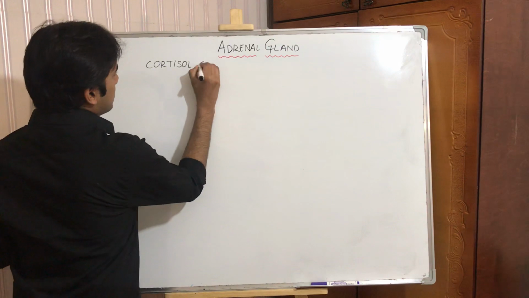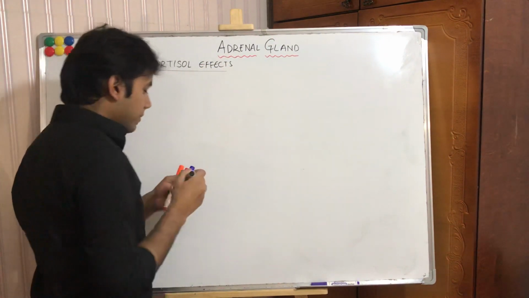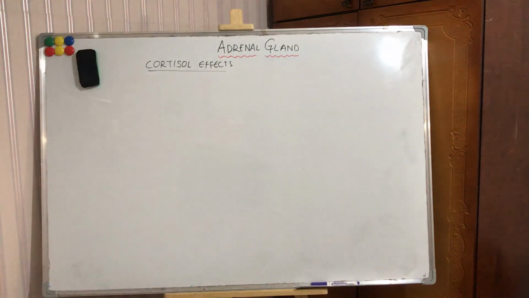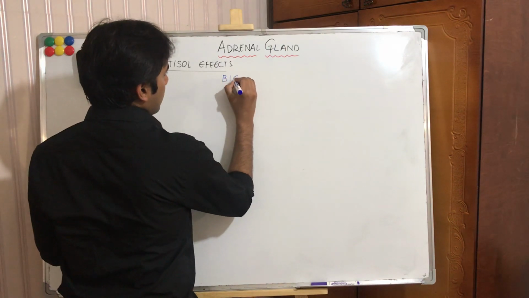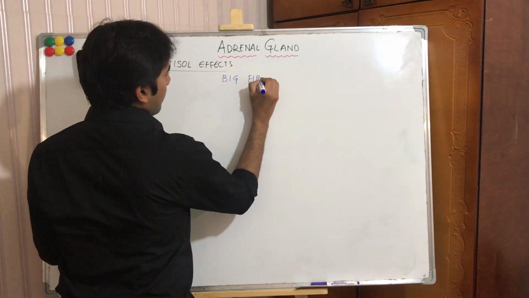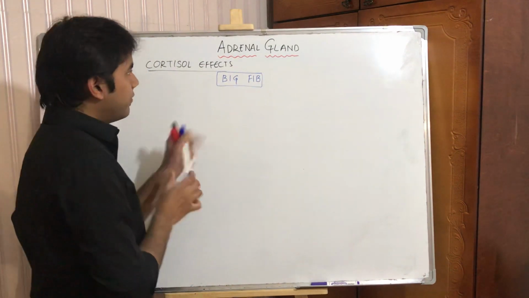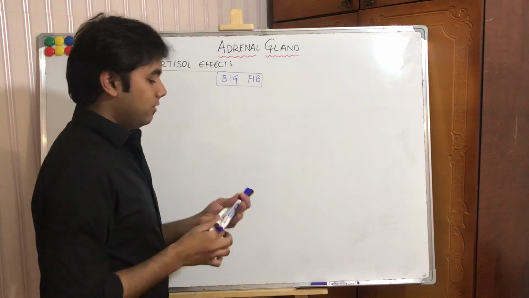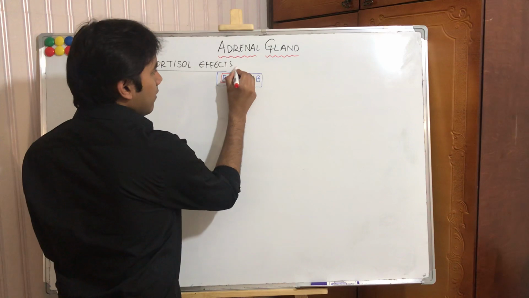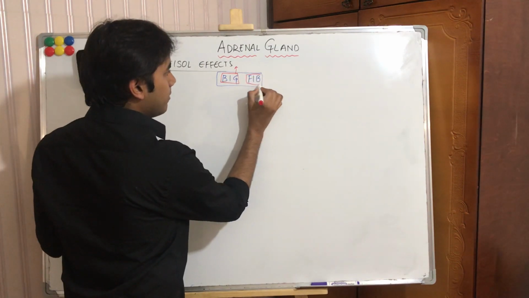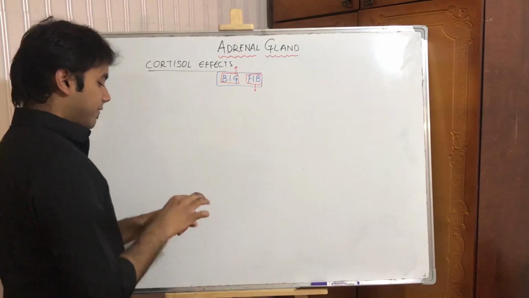Cortisol effects. So look, can you remember this one? Big fib. If you can remember big fib, then the effects of cortisol are done. These 3, big, always increases, and these 3, fib, always decreases, right? Now let's talk about the effects.